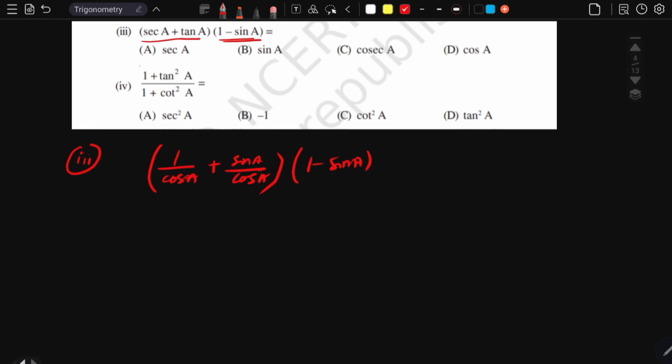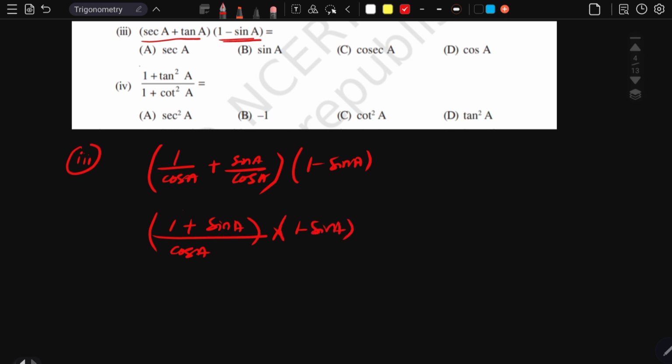The third problem is given as (sec A + tan A) multiplied by (1 − sin A). So I am converting the given expression. Secant we convert as 1 by cos A. So 1 by cos A plus tan A, which we can convert as sin A divided by cos A, multiplied by (1 − sin A). Then take LCM as cos A in the first term. So by taking cos A as the LCM, here it will become (1 + sin A) in the numerator, multiplied by (1 − sin A).